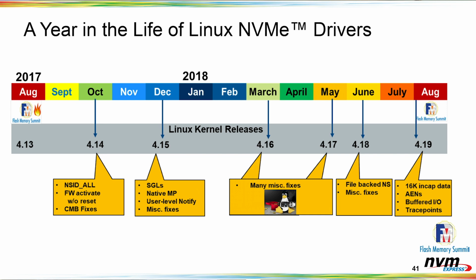Along the way, some of the added functionality had to do with CMB, controller memory buffer, early on, in October, namespace ID all for the flush. Some firmware activate without reset. Next, 4.15, SGLs. Everybody's been screaming for SGLs for a long time. Okay, we've got SGLs now. Native multipath, which, if you want some interesting reading on multipath in Linux, is an interesting area. User level notifications, and then just miscellaneous fixes.